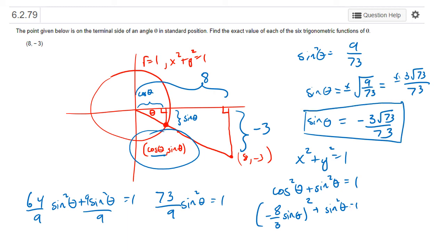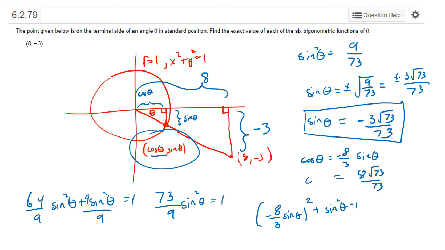Okay. Now that I have the sine of theta, I just need to remember, I accidentally erased it, but it's still preserved right here. The cosine of theta, we already observed, is equal to negative 8/3 times the sine of theta. So since I've already determined sine of theta is negative 3√73/73, we just end up with positive 8√73/73 once I cancel out those 3's and that minus sign. So there's my cosine of theta. And now that we have sine and cosine, in other words, we have the x and y coordinates of this point, we can find tangent, cosecant, etc. quite quickly.